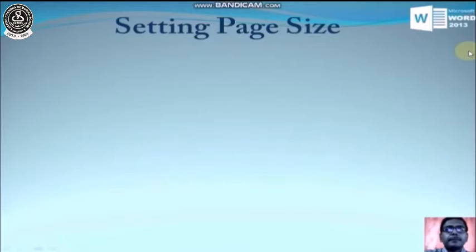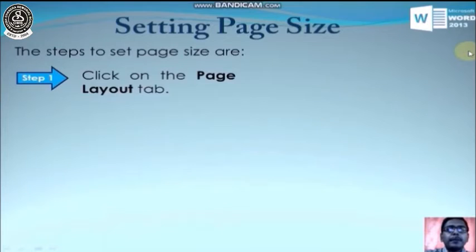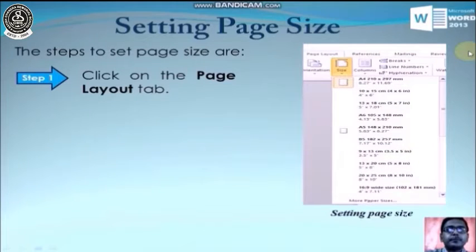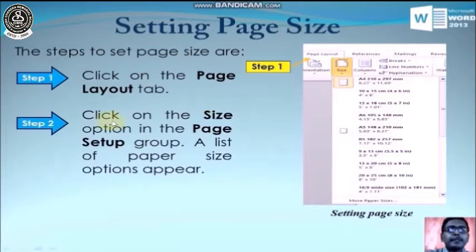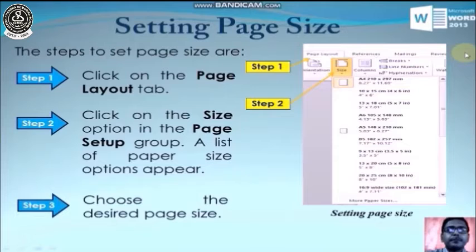Setting the page size. Steps to set the page size are, click on the page layout tab. This is your step number 1. In the ribbon, you have to click on this page layout tab. Step number 2, click on the page size option in the page setup group. A list of paper sizes appears. This is your page size option in the page setup group. These are the list of paper sizes that appear. And step number 3, choose the desired page size. Many are there. You can choose any of your choice on which you will be printing.